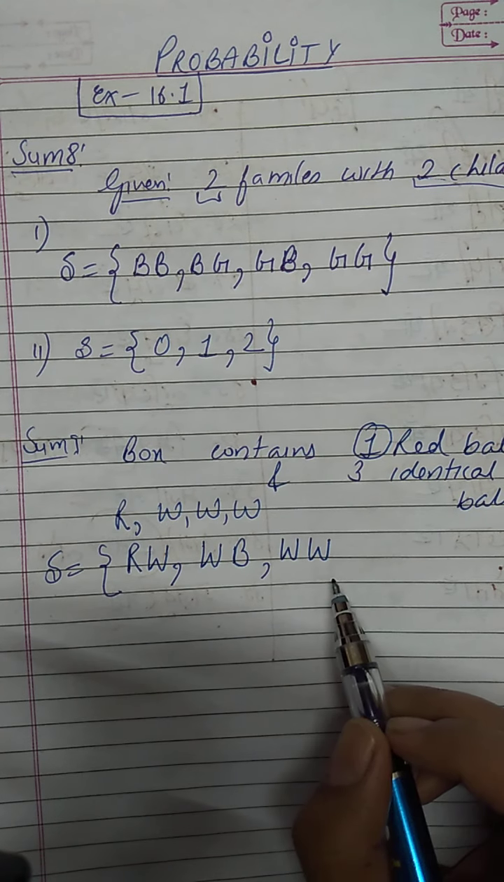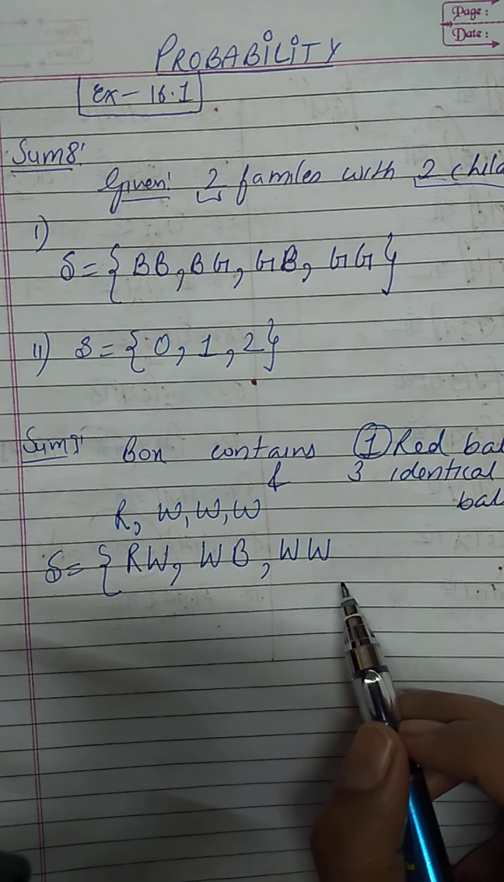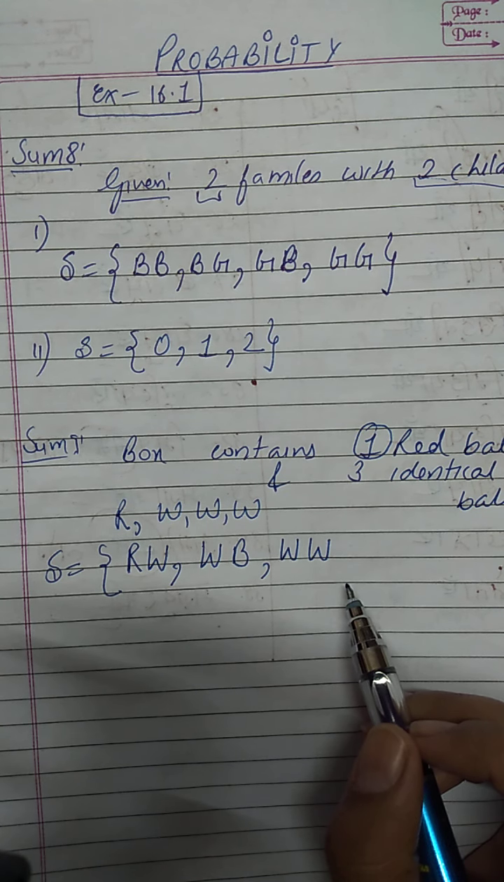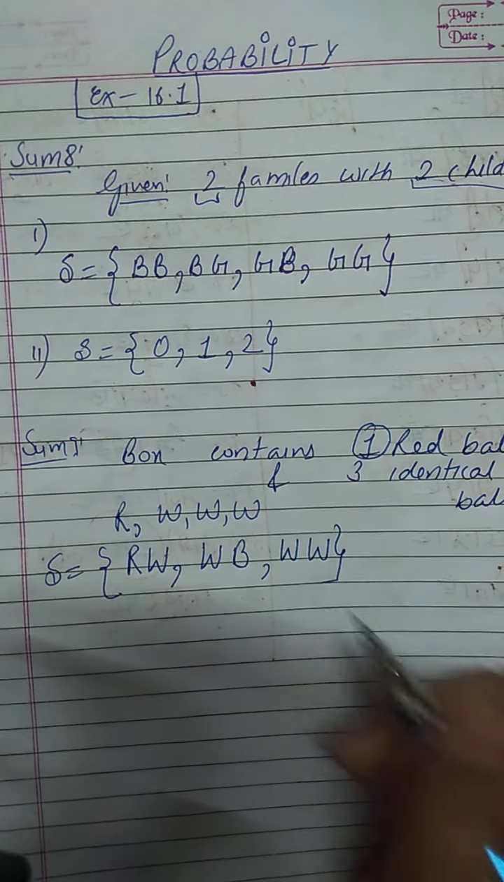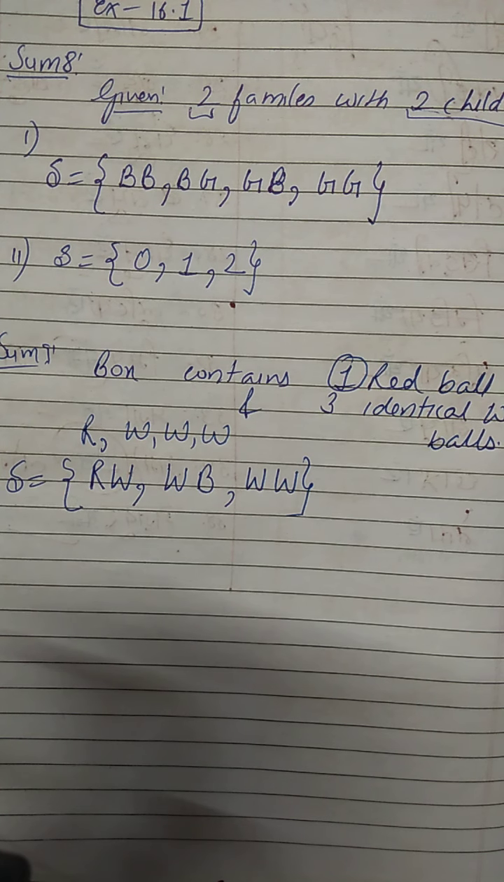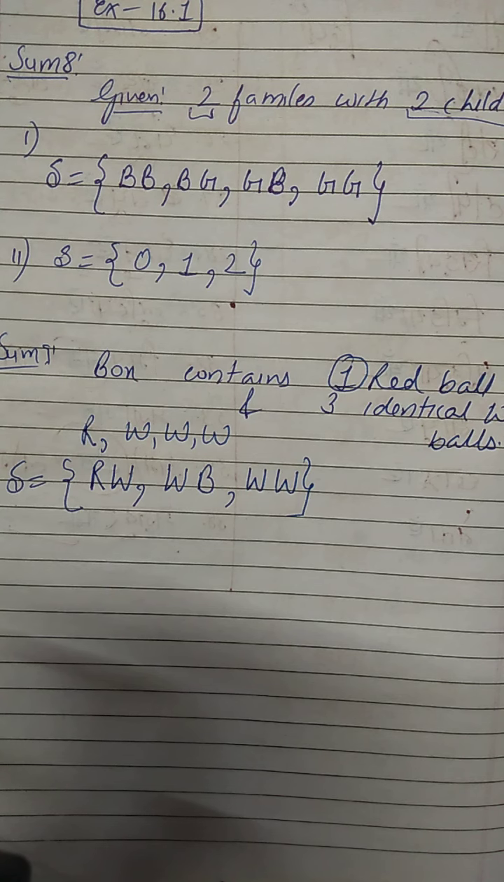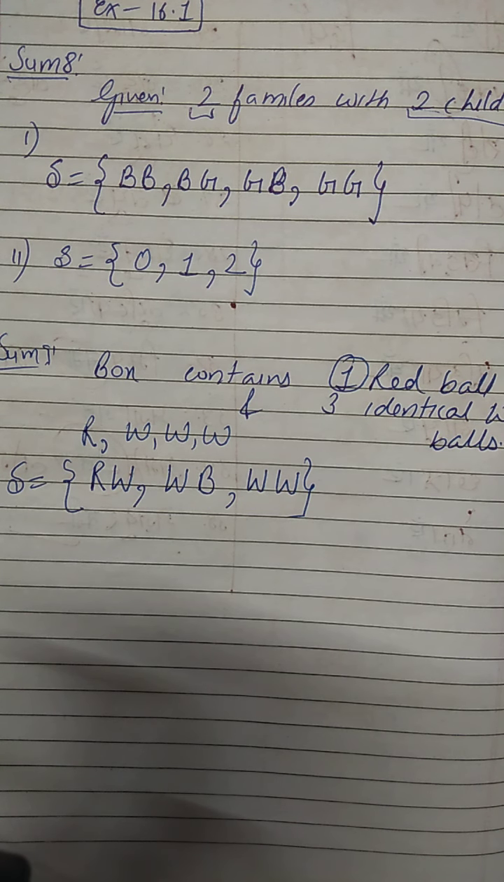Now I cannot say W1 W2, W2 W3, W3 W1. No, because all the three balls are identical. We cannot make the distinction here. So there will be only three possible outcomes in the sample space. Okay, this is our sum number 9. But if we have some other statement where the word identical is not written, then we can number the balls, like first ball, second ball, third ball, and so on.